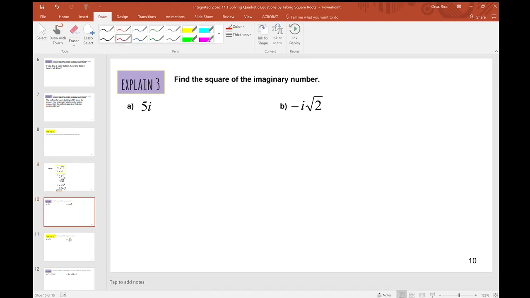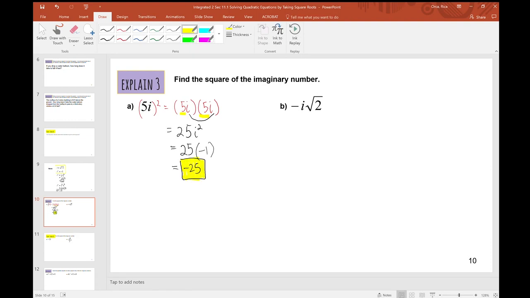So we need to take the 5i and square it. 5i squared is equal to 5i times 5i. 5 times 5 is 25. And i times i is i squared. Based off of the rule that we learned earlier, i squared is equivalent to -1. 25 times -1 is -25. Which means that 5i squared is equal to -25.